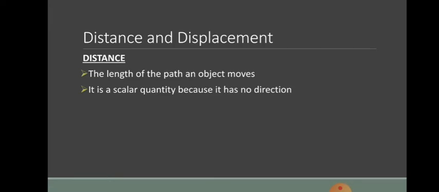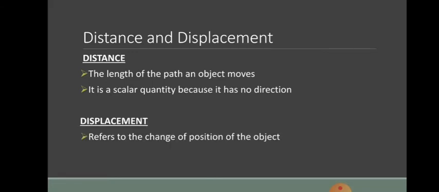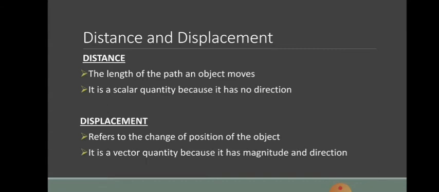Unsa katason, unsa yang measurement. So mao na ang distance. The displacement, on the other hand, refers to the change of the position of the object. It is a vector quantity because it has magnitude and direction.